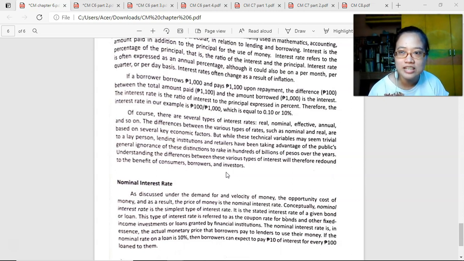Pero, when you realize na matatanggap mo lang pala ay 8,500, so, doon mo na malalaman na, napakalaki pala talaga nung interest. Okay? But it's not really interest kasi nga, some of it, they would call it processing fee or something else. Okay? So, ayun. Example lang naman.